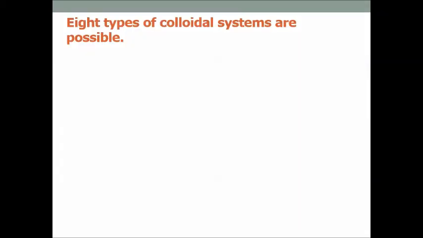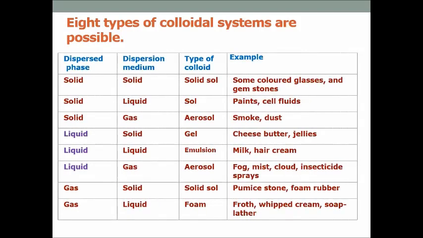The possible 8 types of colloidal systems are, when we see the dispersed phase and dispersion medium, we are giving here the type of colloid plus the example in this table. So first we will discuss the solid, that is, dispersed phase and dispersion medium both are solids. Then we can say it as what? Solid sol itself, because both are in the same medium and solid form. And the examples are like colored glasses, gemstones, etc.